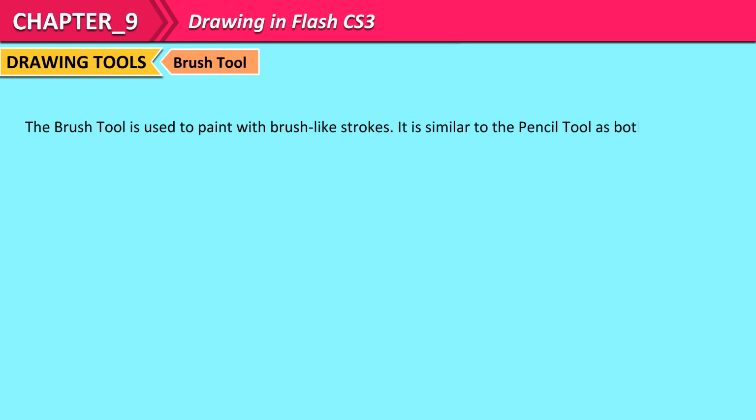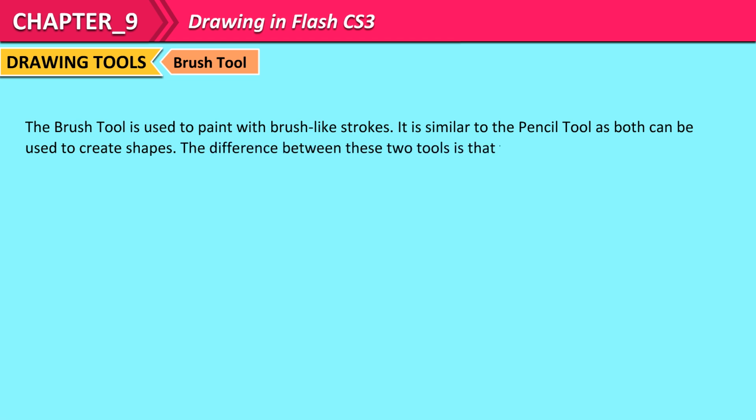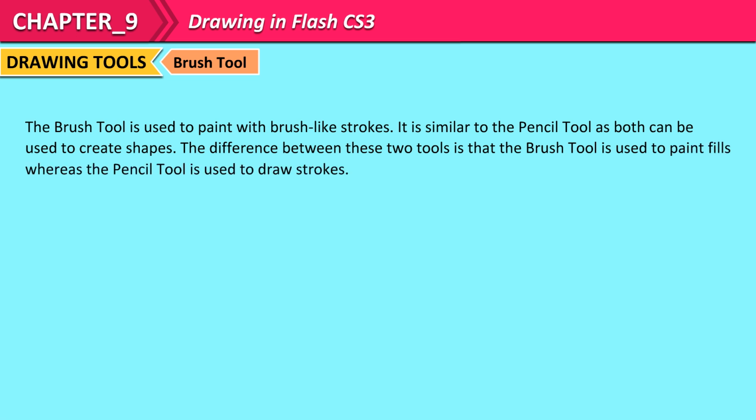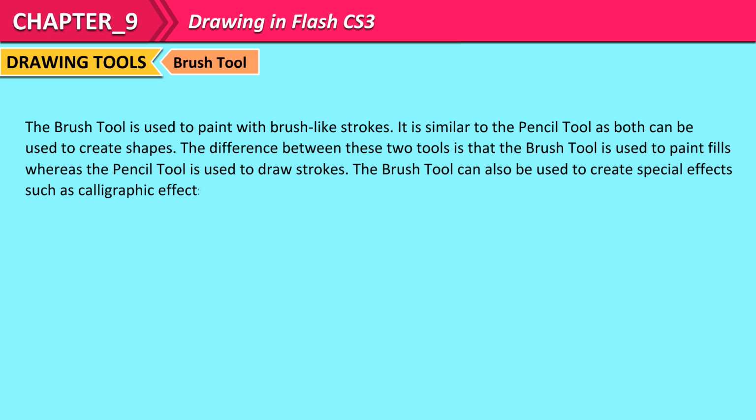Brush tool. The brush tool is used to paint with brush-like strokes. It is similar to the pencil tool as both can be used to create shapes. The difference between these two tools is that the brush tool is used to paint fills, whereas the pencil tool is used to draw strokes. The brush tool can also be used to create special effects such as calligraphic effects. You can also change the brush shape and size using modifier.